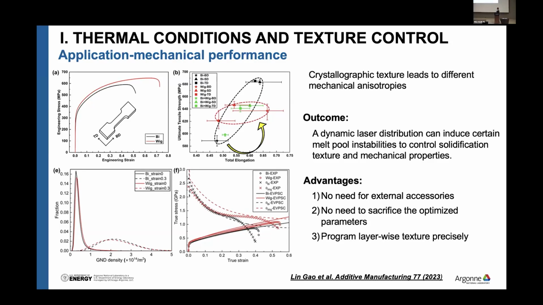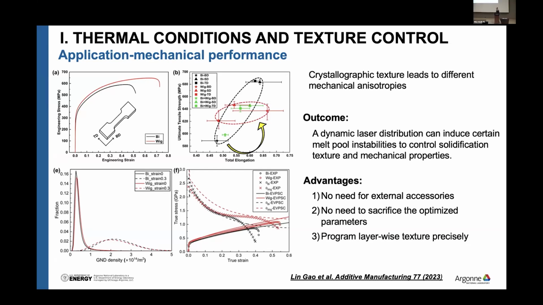So from this work, we have a very important outcome: during the printing process, we can induce a dynamic laser distribution to induce a certain degree of melt pool instability. Thereby, we can use it to control the solidification process, the texture generation, and the mechanical properties of the final product. And also, this strategy has many advantages against some other existing efforts or methods.